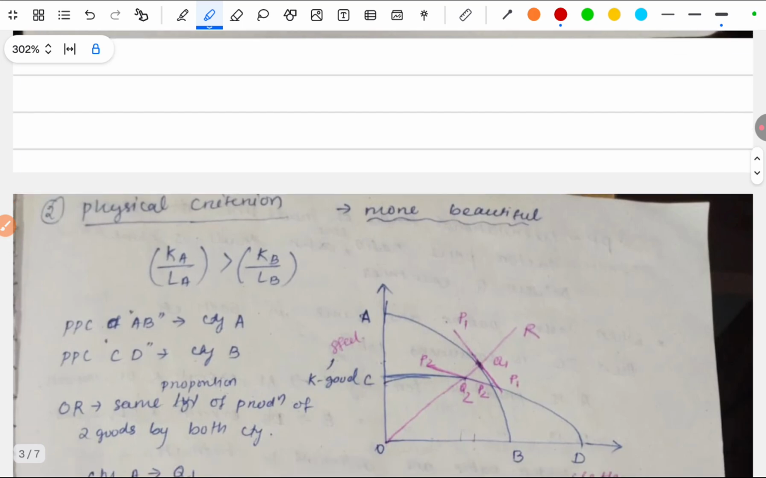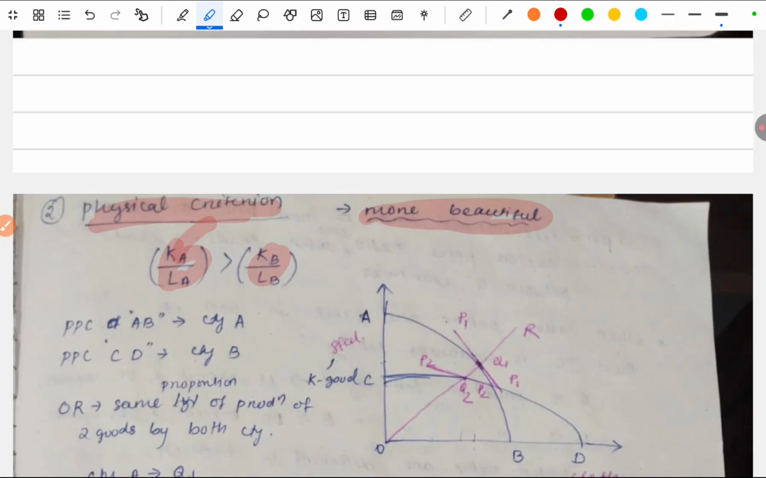The first definition works is called that HO model is valid. The second condition is the physical criterion. It is more beautiful to understand how the HO model works. So this is KA by LA greater than KB upon LB.